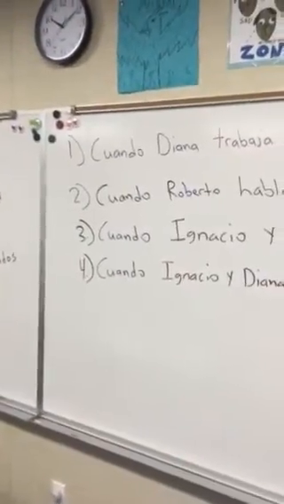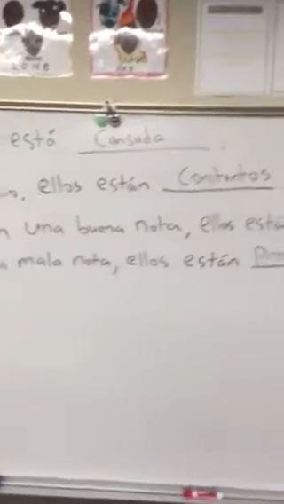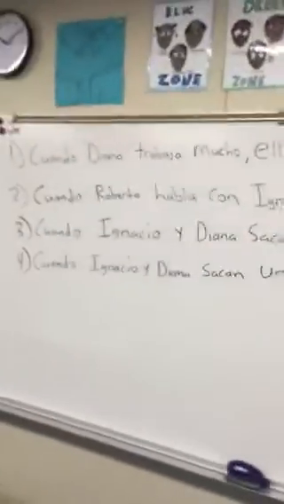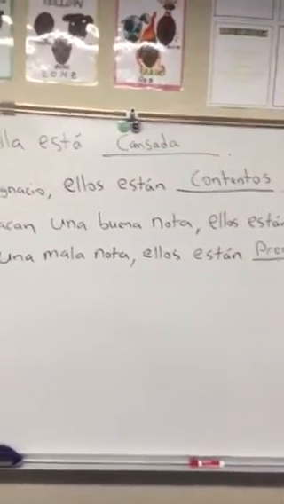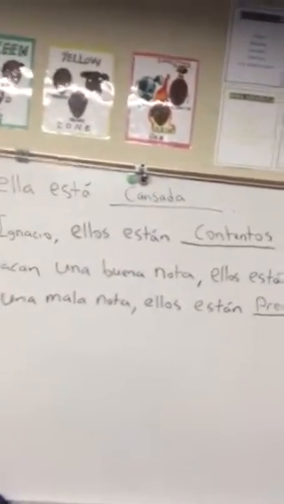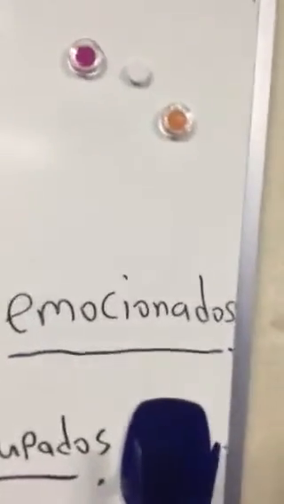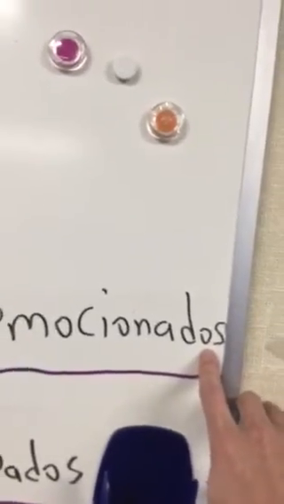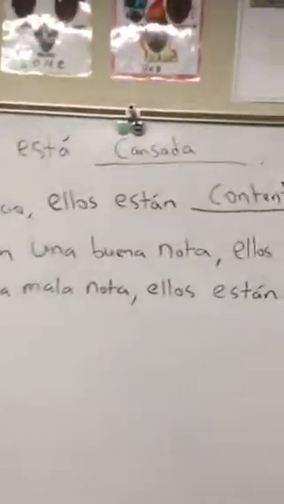Then number 3. Cuando Ignacio y Diana sacan una buena nota, ellos están. So when Ignacio and Diana get a good grade, they are, for this I put, emocionados. They are excited. So it's a male and a female. That's why I default to the masculine version. And it's plural, so I put an S on the end. So when Ignacio and Diana get a good grade, they are excited.